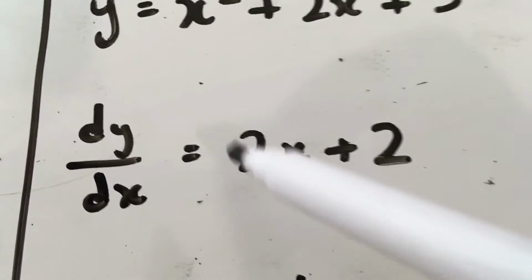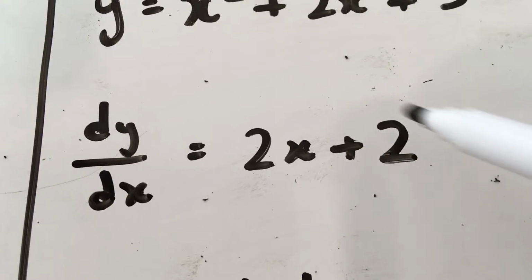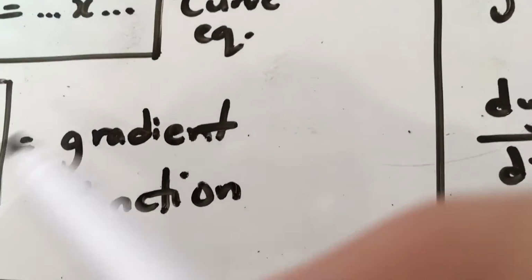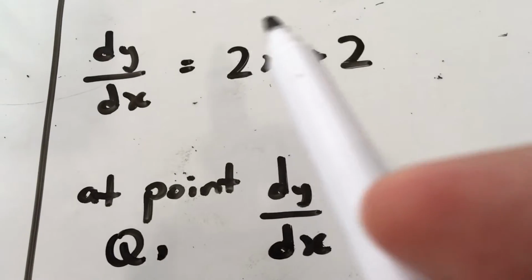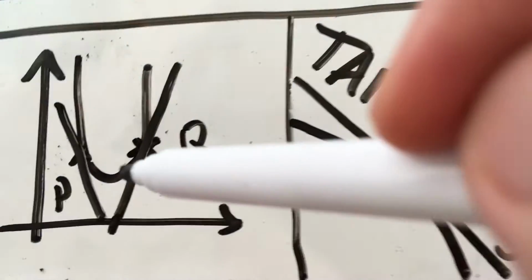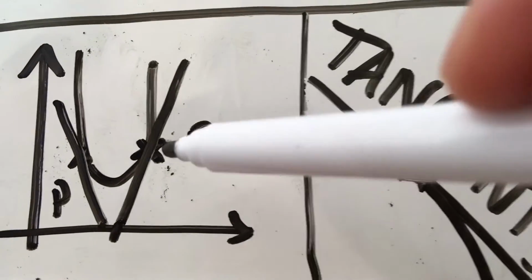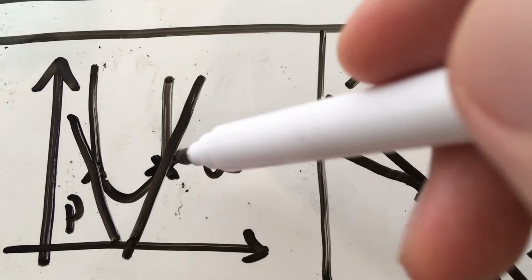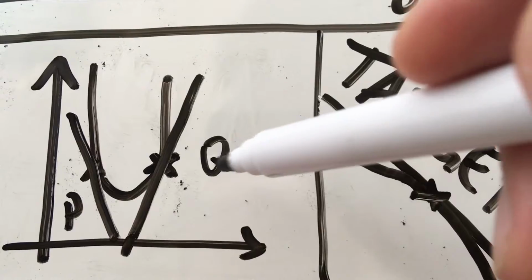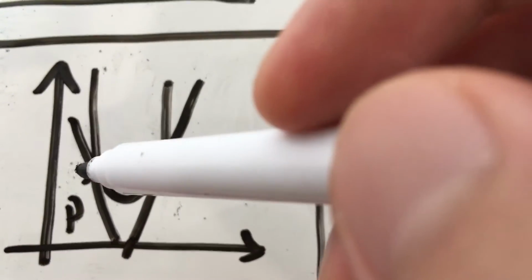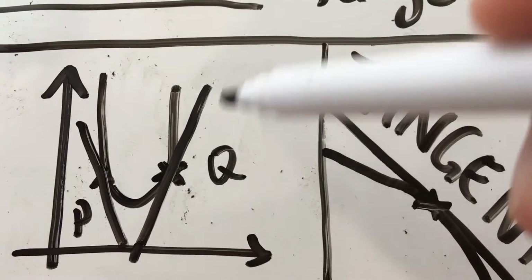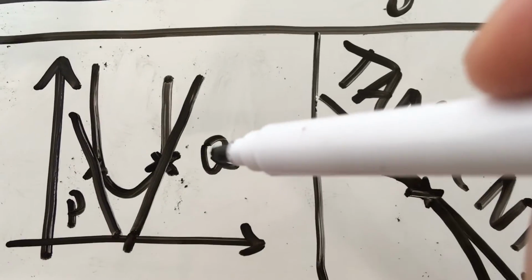And as you can see, it's not a number, it's not a value, it's a function. So this is my gradient function. So the entire curve has this function, 2x plus 2, as a gradient. So no matter where I pick, the gradient function is still 2x plus 2. At Q, the function of the gradient is 2x plus 2. At P, it's 2x plus 2, right? The reason why it has different gradients at different places is because the x values change, right?